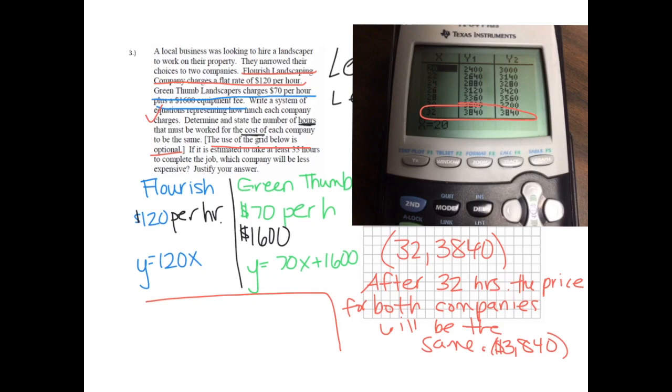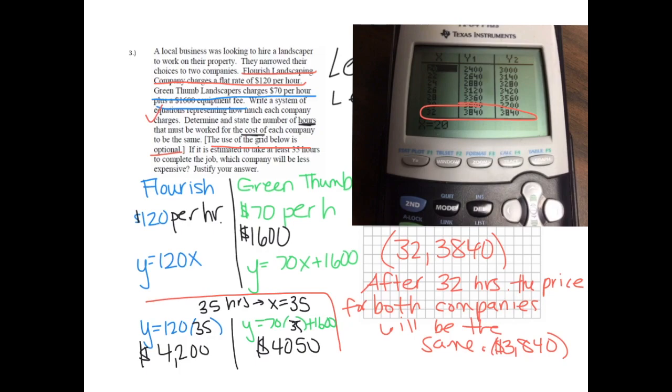It is estimated to take at least 35 hours to complete the job. So that means 35 hours, that's x equals 35. Which company would be cheaper? Take both of your equations and plug it in. Y equals 120 times the number of hours, and then y equals 70 times the number of hours plus $1,600. Okay, so plug it in. So I have, what, 35 hours here? Which one's cheaper? Put it in your calc.